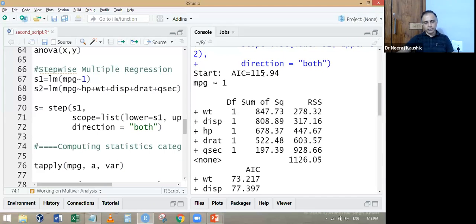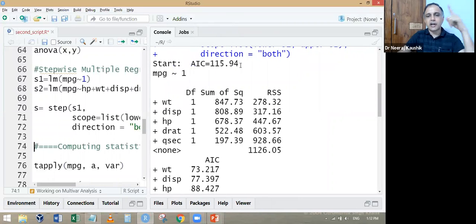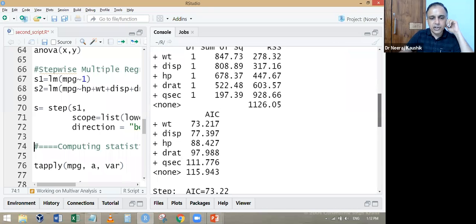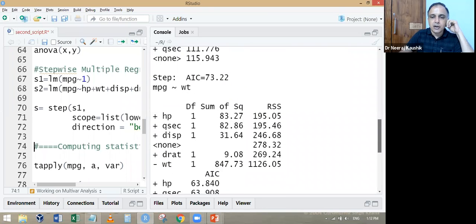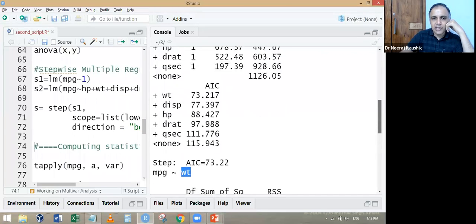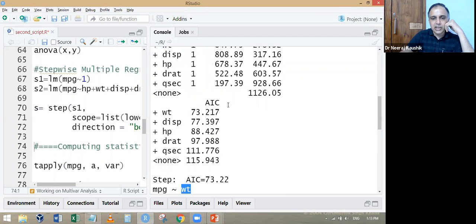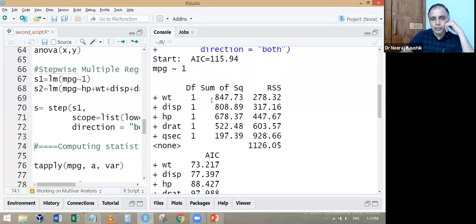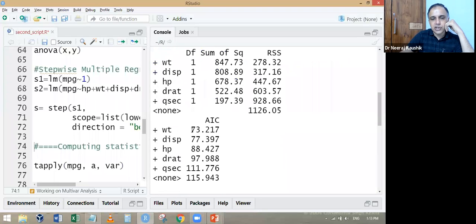It's a sort of a residual. Think in terms of residual. The lower this value, the better it will be. So it says initially I started with it. Then I checked for the second thing I propose is the weight. Weight is the best in all. Why weight is the best in all? Because with the weight, it can go from 115 to 73.